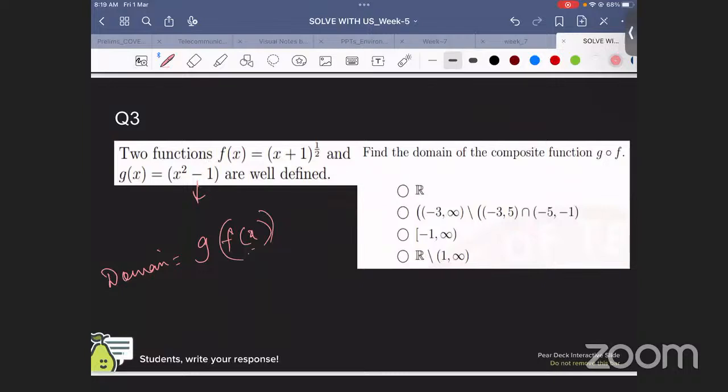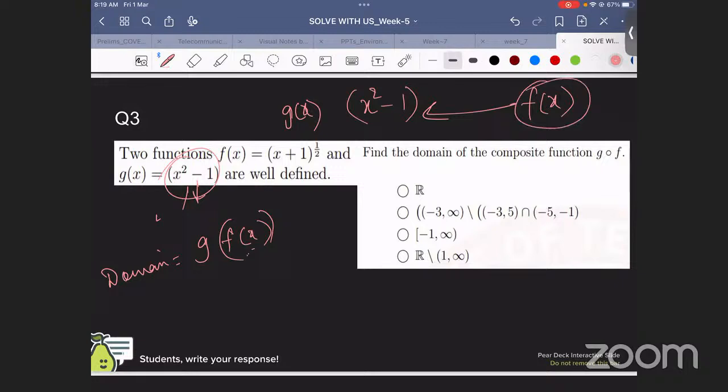Because this g(x) function will always be taking all the values of f(x), meaning the range, correct? Now you see which are the values where g(x) is not satisfied. But for this function g(x) is satisfied everywhere. You can put any values inside this x square minus 1, that means any value in the range of f(x) can be put into this g(x). So there is no obstruction from g(x).